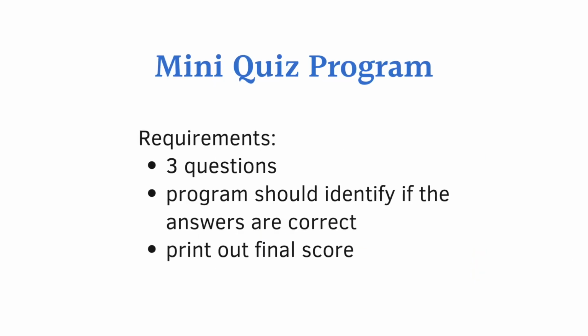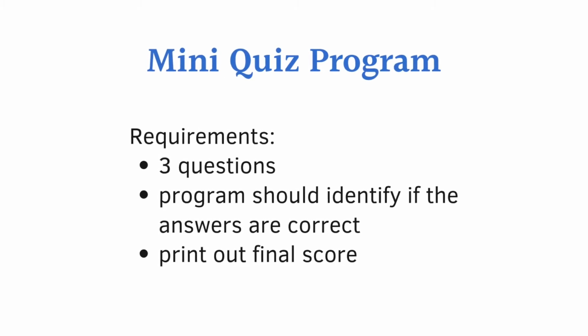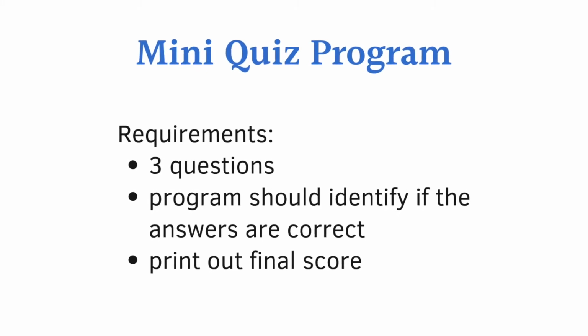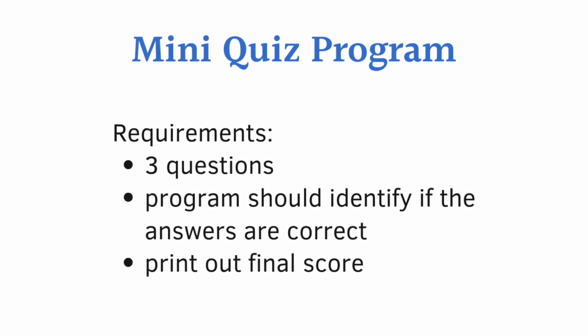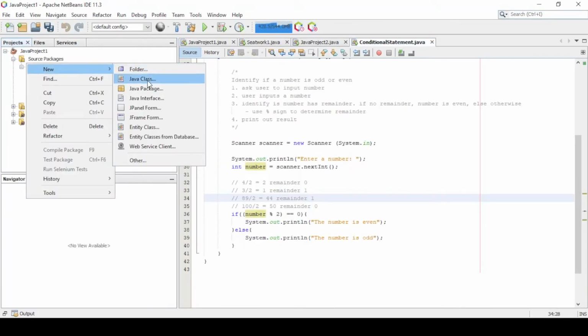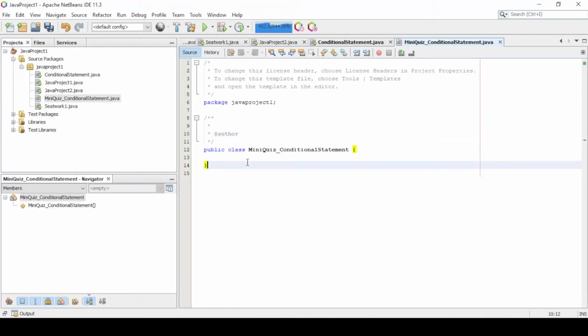Let's have another example. Let's create a mini quiz program. So the quiz has 3 questions, and then the program should identify if the user's answer is correct or wrong. And then the final score should be printed out. Let's create another class and name it MiniQuizConditionalStatement. Then add the public main code inside.